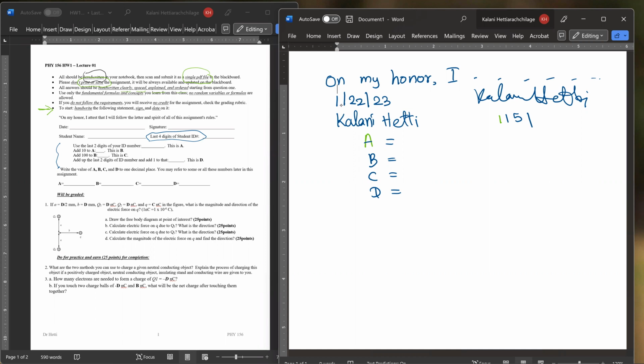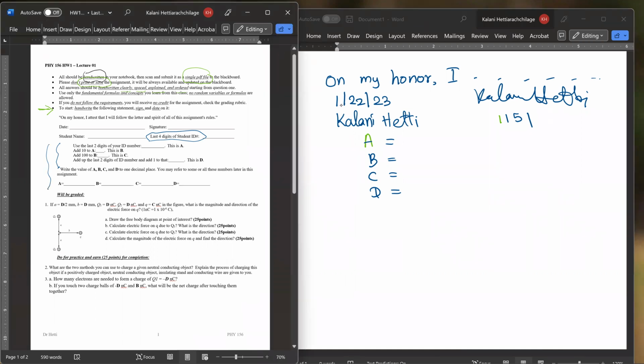So now, how you get the A, B, C, D, I'm going to do it in here. You don't want that calculation in there because after you do it one time, those are the same numbers for next time too, right? So use the last 2 digits of your ID number.